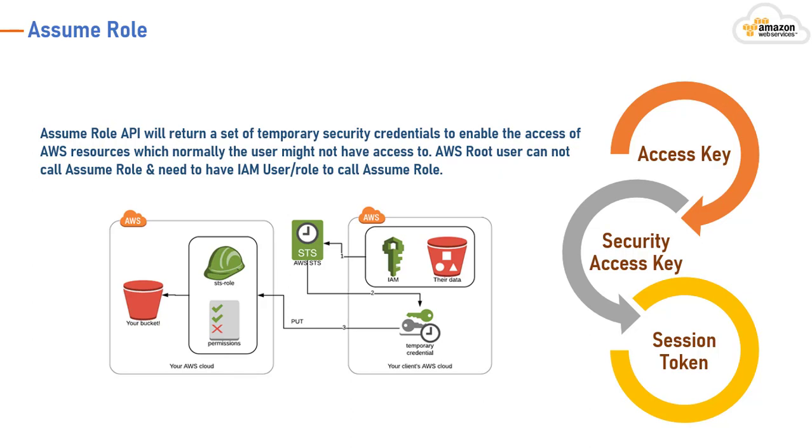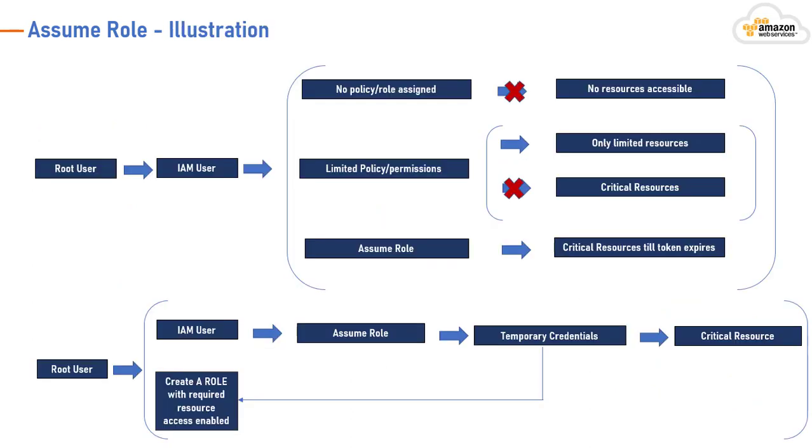Now let's see the detailed illustration of assume role. A root user can create an IAM user with a policy or role assigned to it. In such a case, for example, if no policy is assigned, no resource will be accessible. If a limited policy or permission set is assigned to the IAM user, those limited resources will be accessible, but not the critical resources. When we see assume role, the same IAM user can assume a role and access the critical resources till the token expires. The token is all about the session duration.